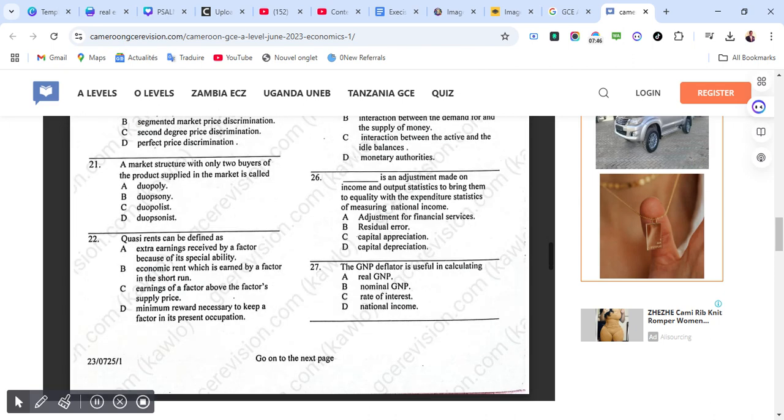22. Quasi-rents can be defined as A, extra earnings received by a factor because of his special ability. So the correct answer is A.